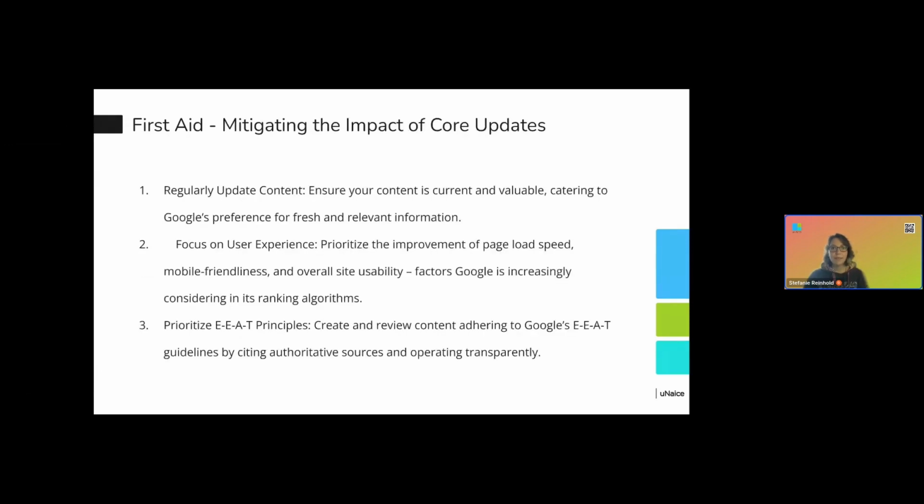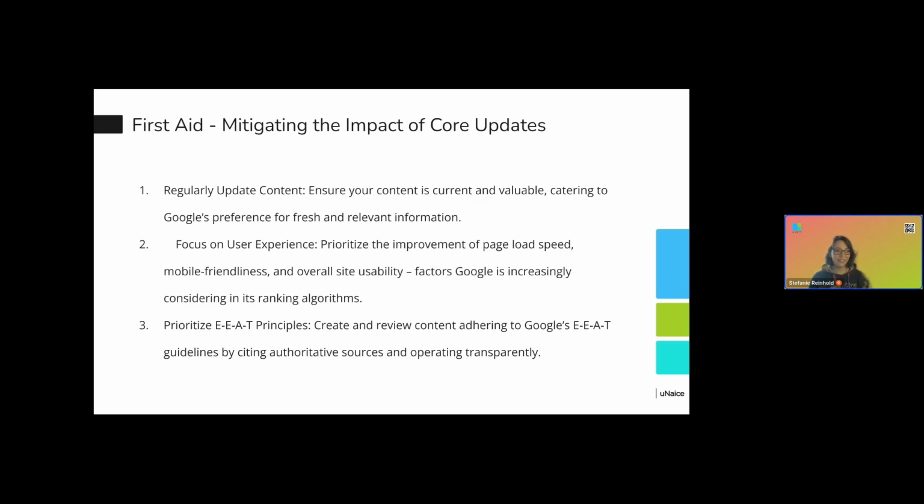Right. Now, first aid, mitigating the impact of Google Core Updates. So what to do to soften the blow, basically. Obviously, or to not be hit at all. Obviously, regularly update your content. I even wrote this out in whole sentences to make sure everyone understands what I'm saying here.